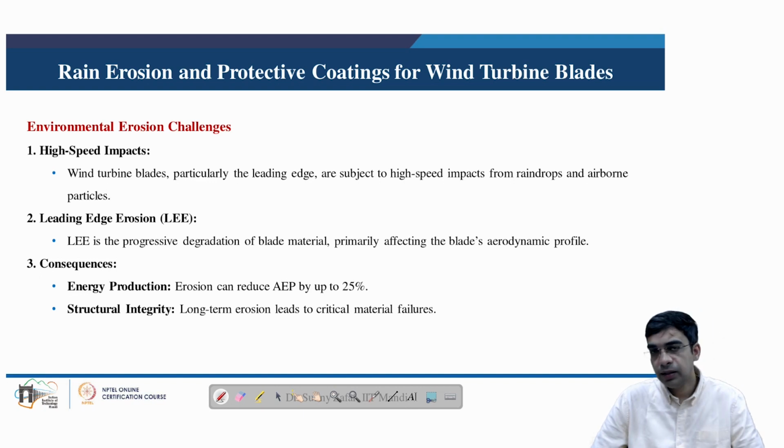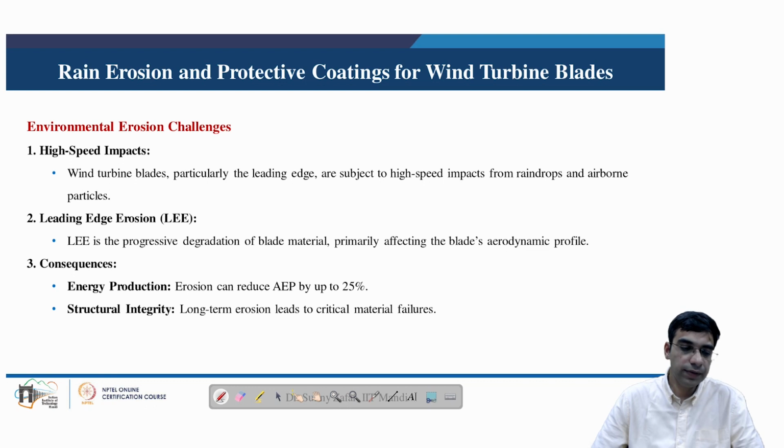In terms of high speed impact, wind turbine blades, especially the leading edge of the wind turbine blade, are subjected to high speed impacts from rain droplets and airborne particles. Leading edge erosion is basically a progressive damage of the blade material, primarily affecting the blade's aerodynamic profile and ultimately the overall efficiency of the wind turbine blade.